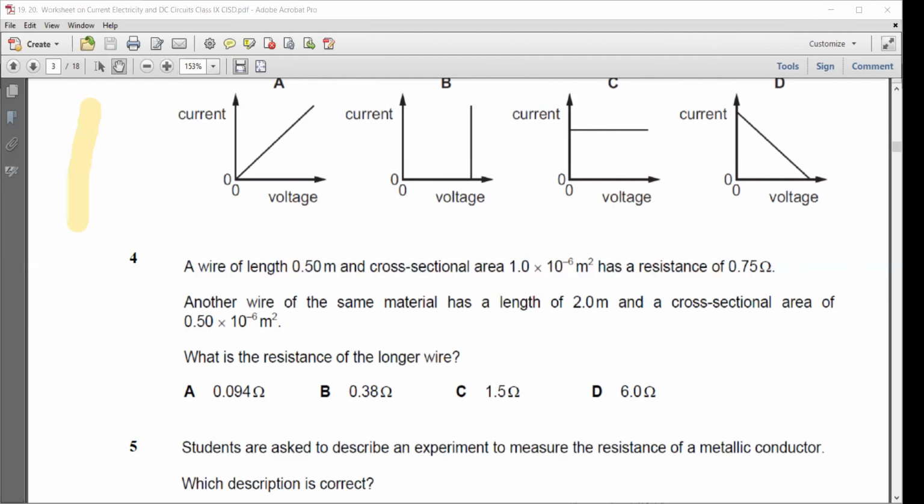Clear now? Yes, sir. So here we see that all the rho cancels. I will send you the solution in the messenger. Right now I am doing it and I'm sending it.